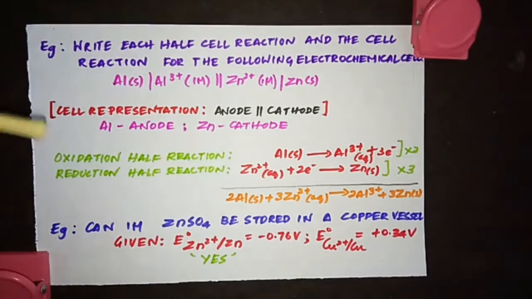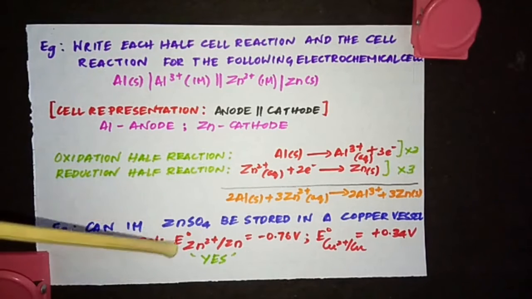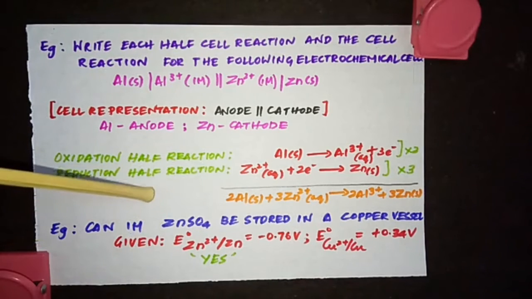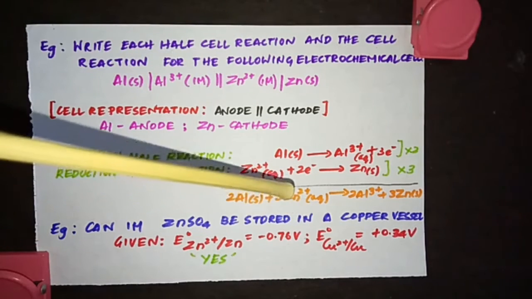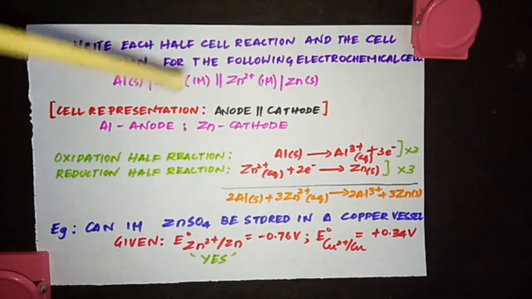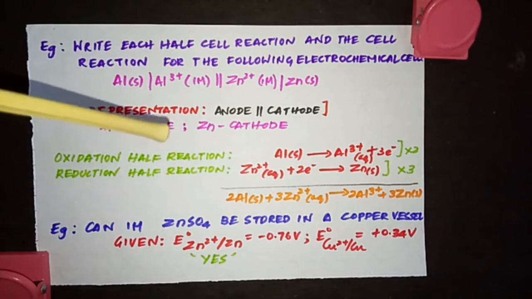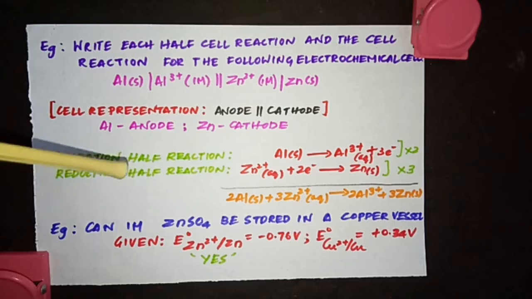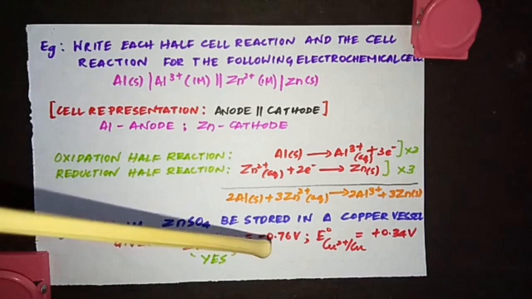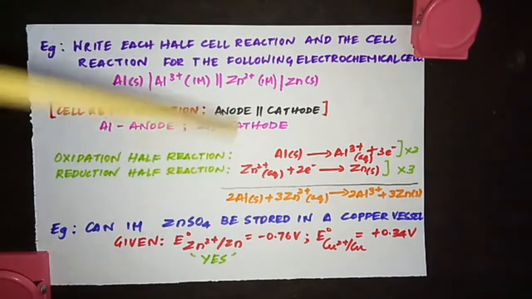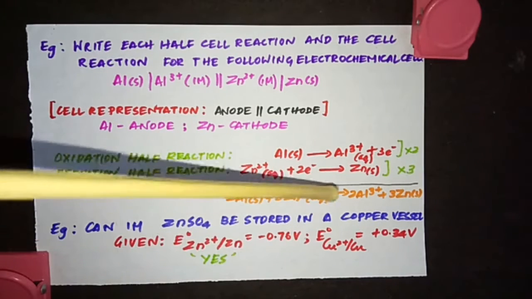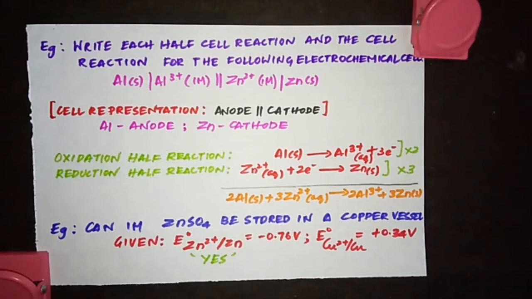But think of the reverse one. If you are storing a copper sulfate solution in a zinc vessel, that would be a problem, because you have Zn metal and Cu2+ ion. Zn has more tendency to undergo oxidation, so that would become a spontaneous reaction. Zn would automatically lose 2 electrons and become Zn2+, and Cu2+ will take those electrons and change into Cu. So the copper sulfate solution will not remain in its original nature if you store it in the zinc vessel. But you can safely store zinc sulfate solution in a copper vessel.